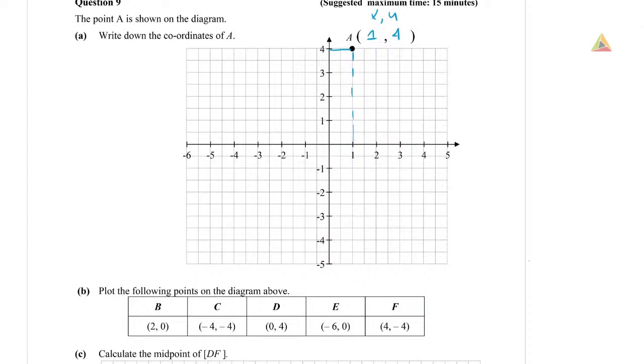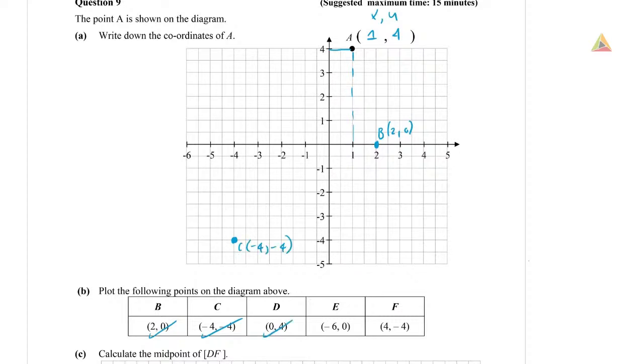The following points on the diagram above need to be plotted. So the point 2, 0 for B. So 2 on the x-axis, 0 on the y-axis is going to be here. So that's going to be the point B, which is 2 and 0. The point C, which is minus 4, minus 4. So that's going to be this one here. So the point C, which is minus 4 and minus 4.